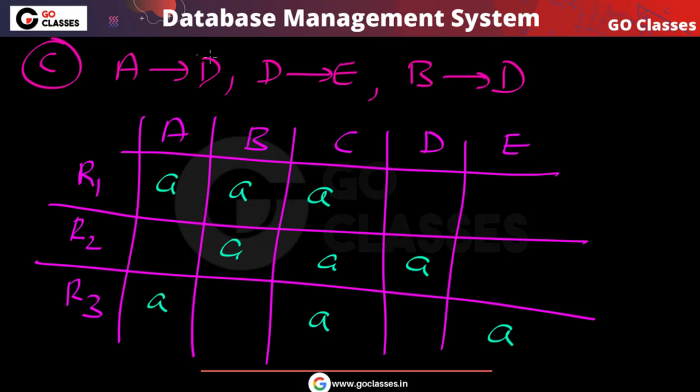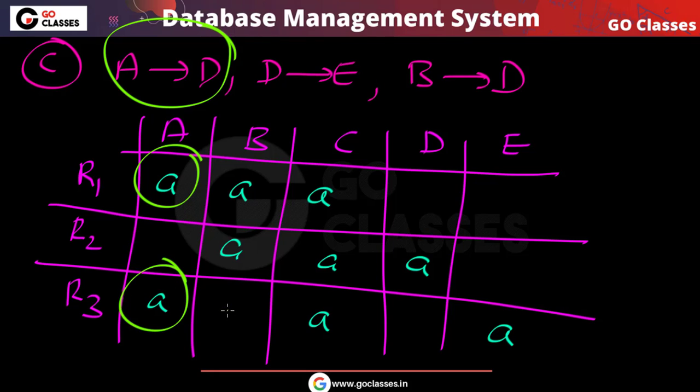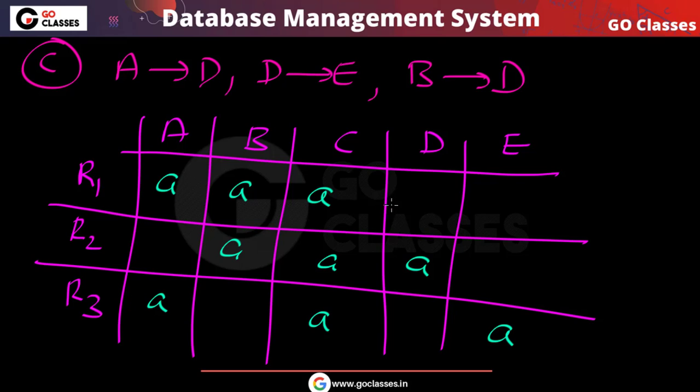Now you can notice A determines D. Because A determines D, in these two rows the A value is same, so in these two rows the D value also must be same. In this row the D value also must be same, so I can put B. So this is what we got here, we got B.